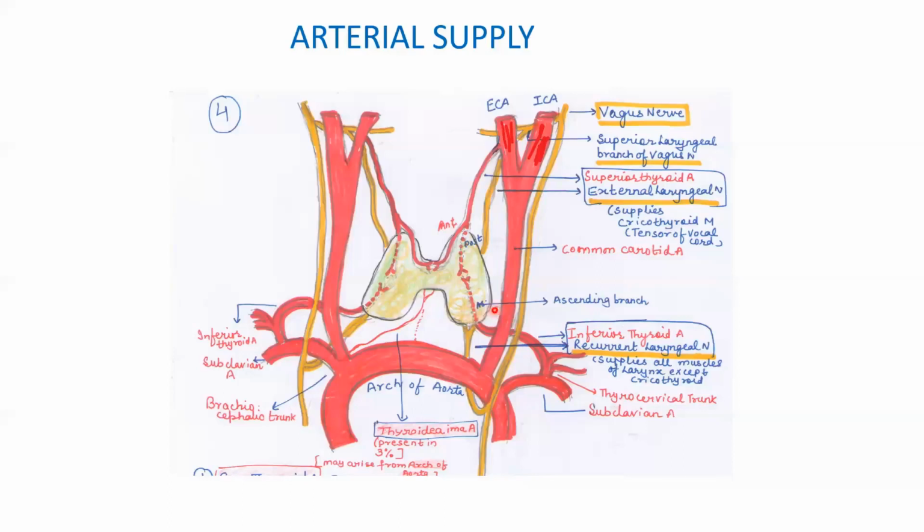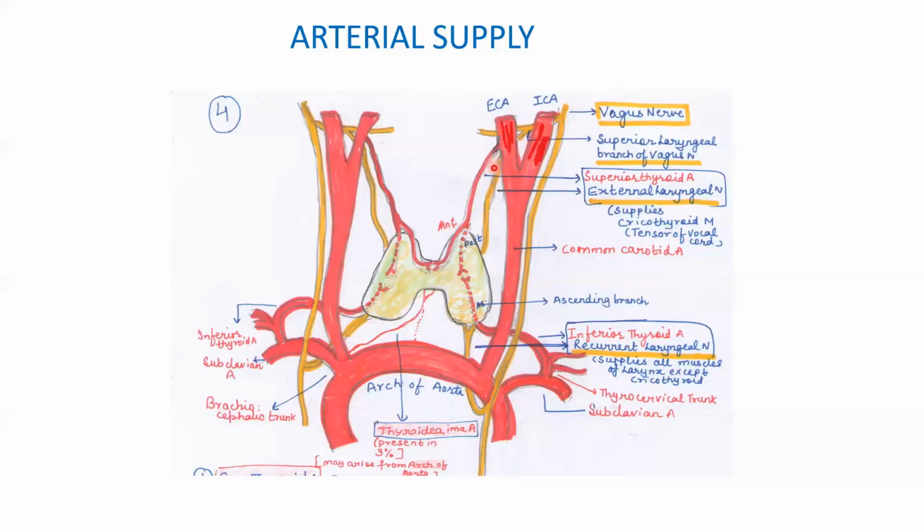Inferior thyroid arteries will also supply the parathyroid gland. And if we see in this diagram, both the superior and inferior thyroid artery are closely related to the branches of the vagus nerve, and these relations become important during the thyroidectomy. The superior thyroid artery, near its origin, is closely related to the external laryngeal branch of the vagus nerve.